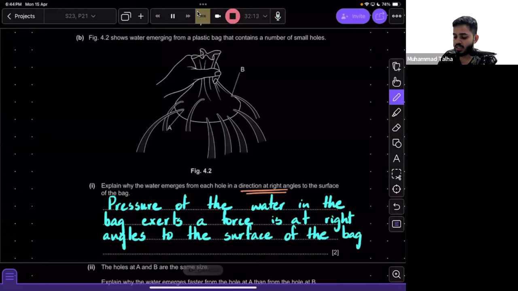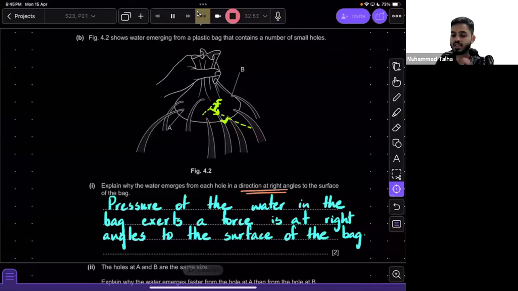Now, what this means is that if I have to show you this on this diagram here, then the water inside the bag is going to exert a force which is going to be at right angles to the inside of the bag. So right at this point, when the water emerges, it goes out at right angles, right? Right at the point of contact, it's at right angles. So it emerges at 90 degrees. And the reason is this: the pressure of the water exerts a force which is at right angles to the surface of the bag.